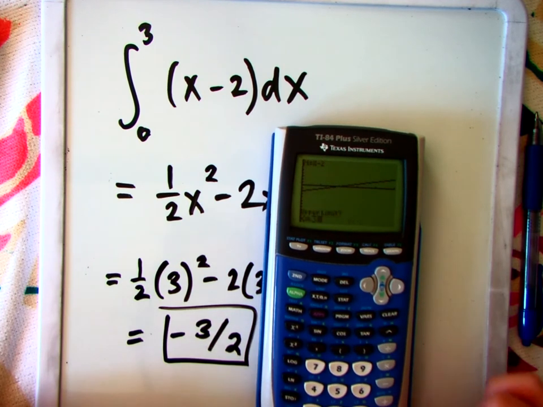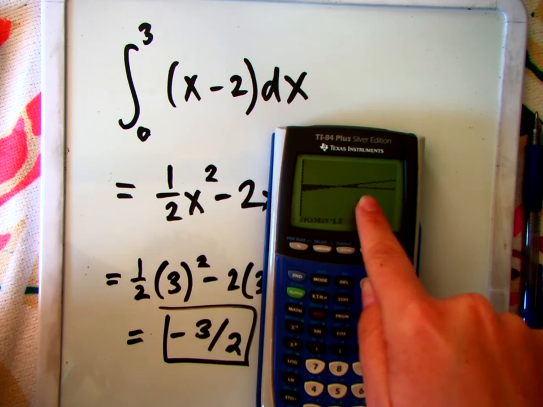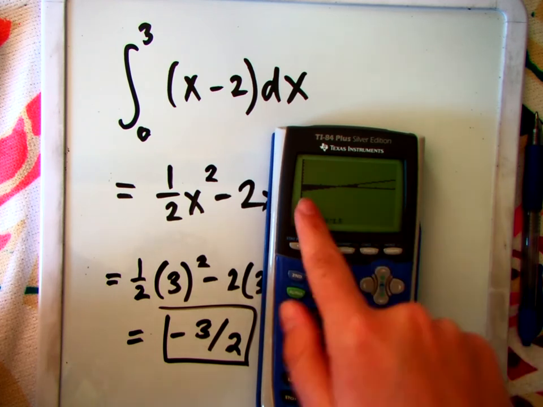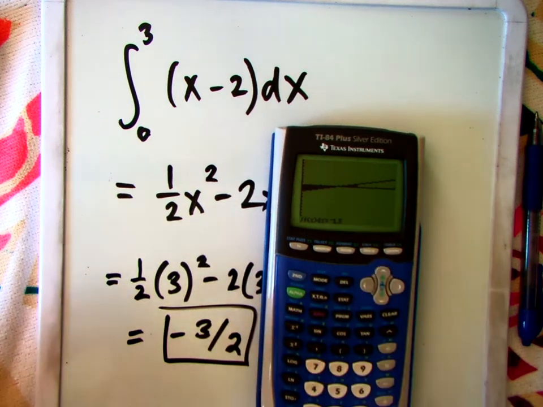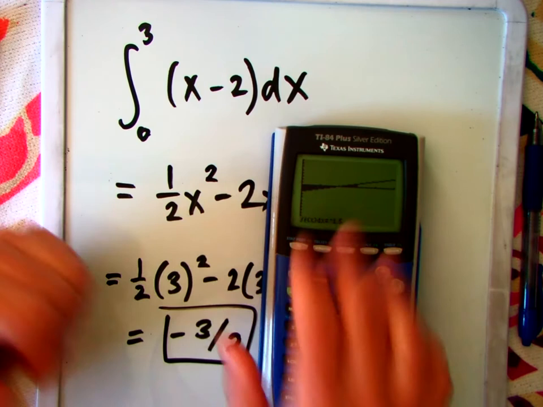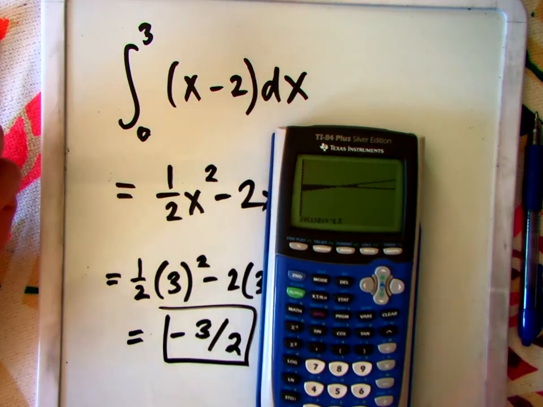So 0 to 3. So you can see the shaded part is what the answer is representing. So because there's a bigger shaded part that's below the x-axis, that's why our answer is negative. So sometimes you're asked to find a total area. If you're asked to find a total area, you would find the absolute value of this portion. So you have to break it into little pieces.